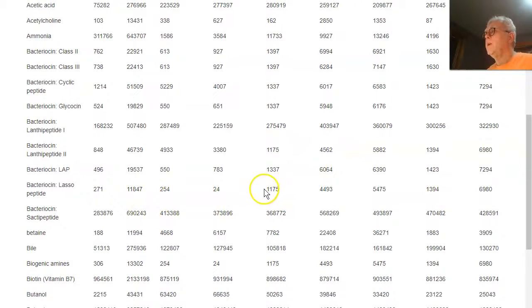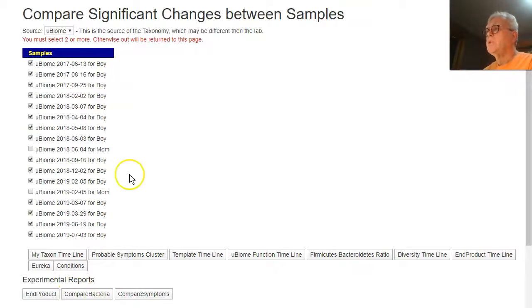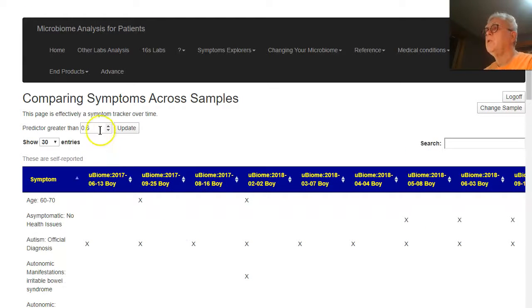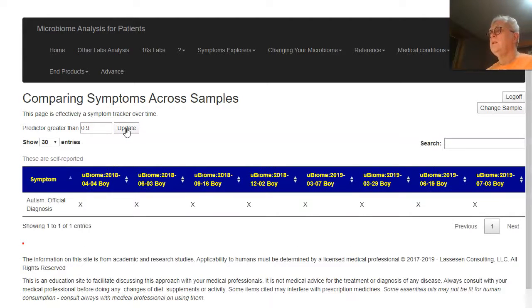Some cases where things bounce around back and forth is often because of a particular bacteria coming in or going out. Okay. Last quick example, another child with lots of microbiome, this time from uBiome being done for the child. We can go and compare symptoms. We have the usual big stack of them. We'll increase it to 0.9, see if something dominates. And what we have is autism as the dominant characteristic.